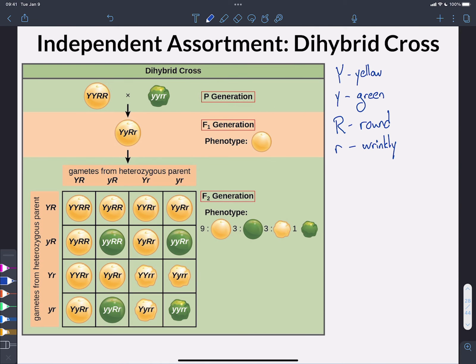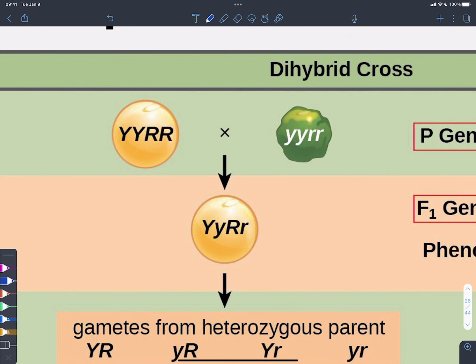Mendel's method remains the same. He has a pure breeding yellow round seeded pea plant that he's crossing in the P generation with a pure breeding green wrinkled seeded pea plant.